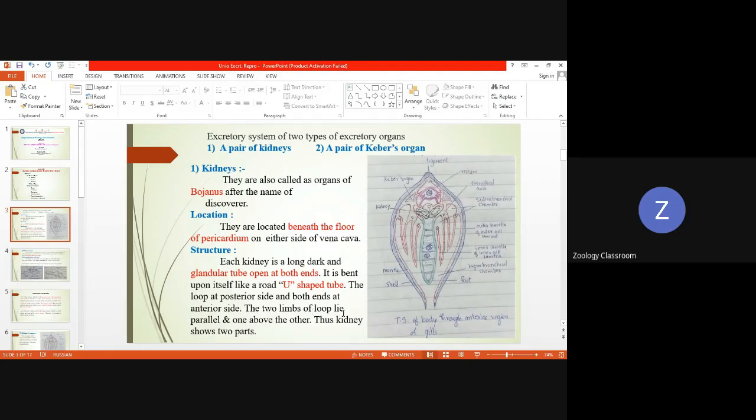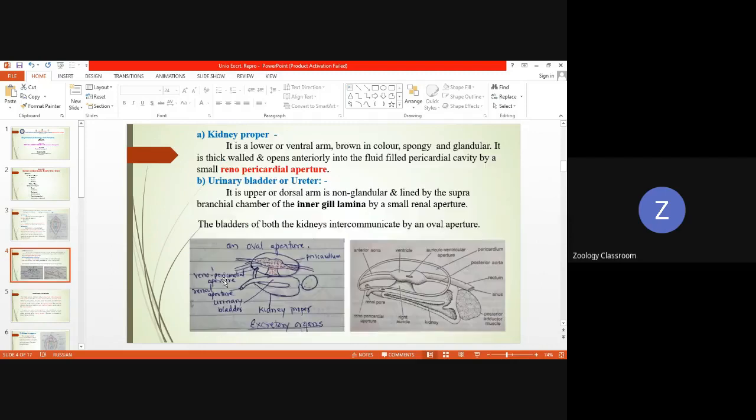The two limbs of the loop lie parallel, one above the other, like this. This is one limb, this is another limb. They are lying parallel to one another, one above the other. This is dorsal, this is ventral. The ventral loop is known as the kidney proper. The two parts are the kidney proper and the ureter or urinary bladder. The kidney proper is the lower one, this one.